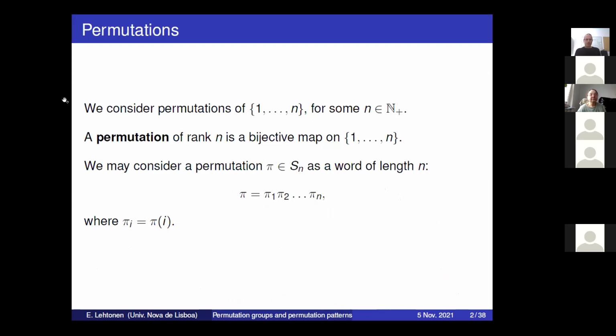So what is a permutation? A permutation is a bijection on some set. And we say that we consider permutations on finite sets. We can take this set to be the n-element set of the first n positive integers, and a permutation of rank n is just a bijection on the set from 1 to n. We can also view such a permutation as a word of length n, where the ith letter is just the image of i under the permutation.